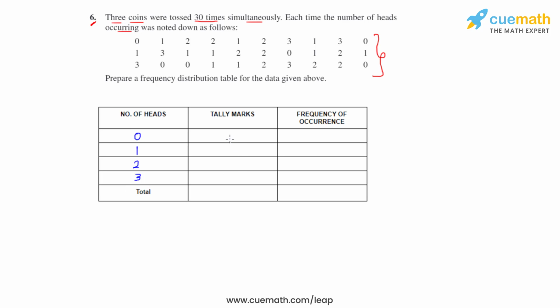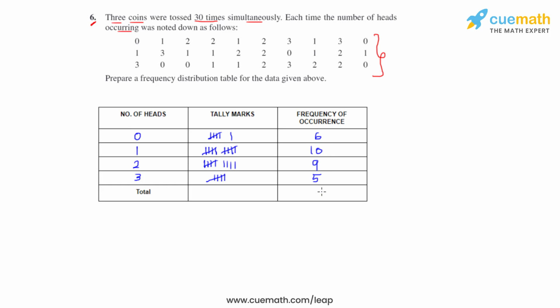For 0, the frequency is 6, so we write tally marks as 6, and the frequency is 6. For 1, that is the head occurred only in one of the coins, is 10, so we write the tally marks as 10, and the frequency is 10. Head occurred 2 times, 9 number of times, so we write the tally marks as 9, and the frequency is 9. And finally, we have head occurring in all the 3 coins 5 times, so the tally marks is 5 and the frequency is also 5.